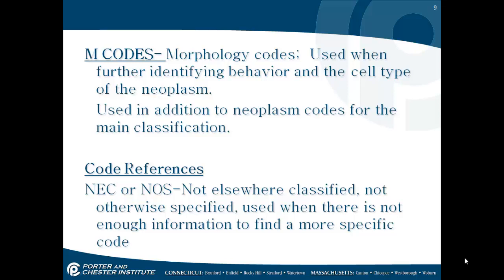M codes are morphology codes. They're used when there's further identifying behavior of the cell type of a neoplasm. It's used in addition to neoplasm codes for the main classification.